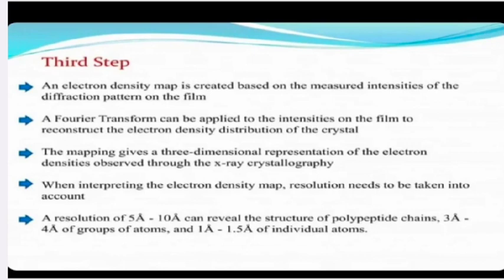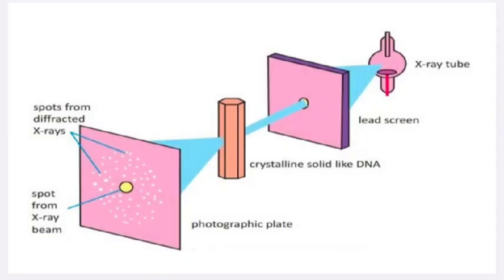A resolution of 5 angstrom to 10 angstrom can reveal the structure of polypeptide chains, 3 angstrom to 4 angstrom of groups of atoms, and 1 angstrom to 1.5 angstrom of individual atoms. So the X-rays are diffracted through various proteins or DNAs and fall on the photographic plate.